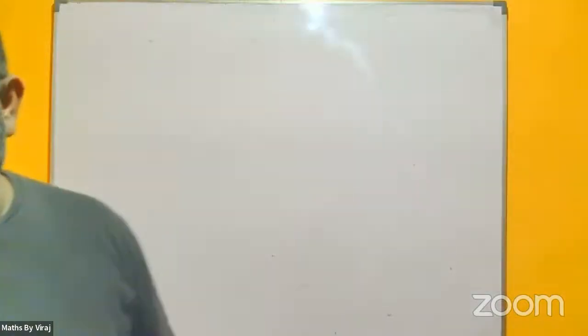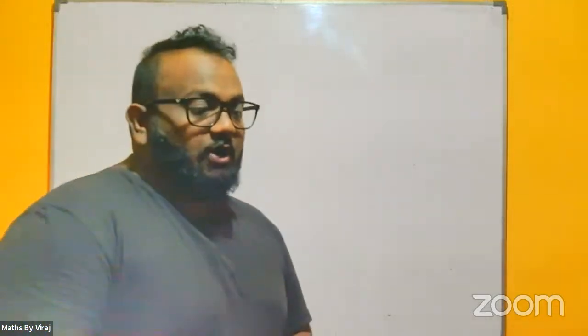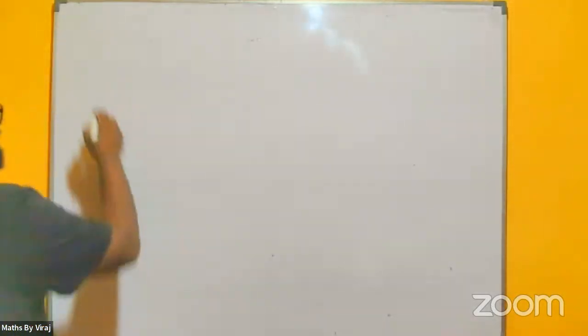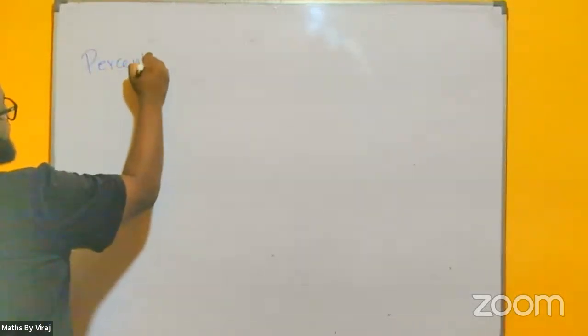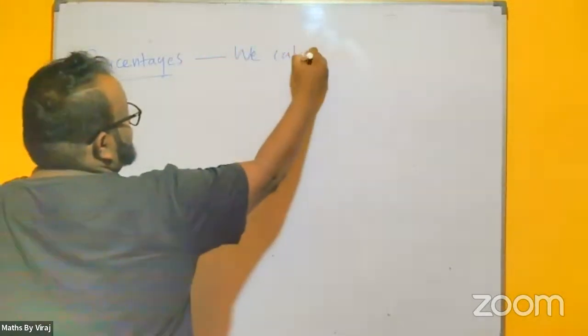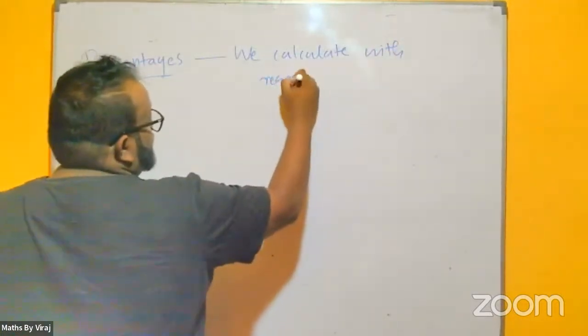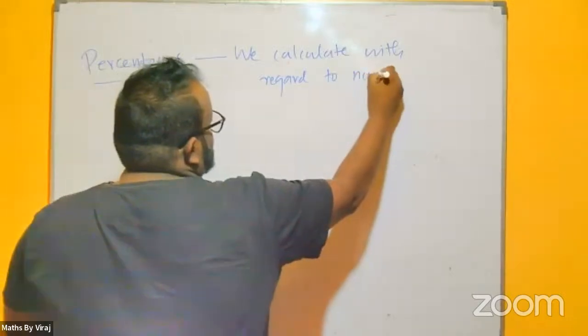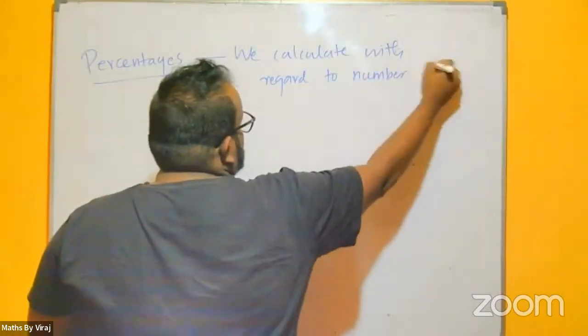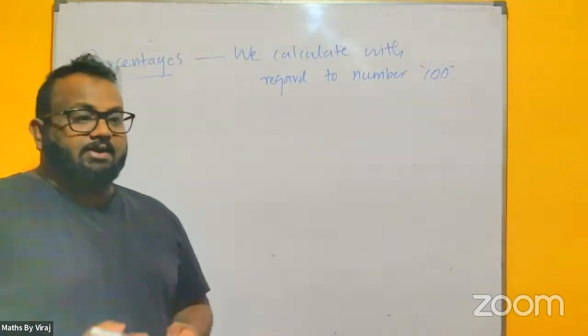Simply said, percentages fall under the category of calculations where we always talk about the single word 100. Percentages, single number actually, we calculate with regard to number 100. We calculate with regard to number 100.